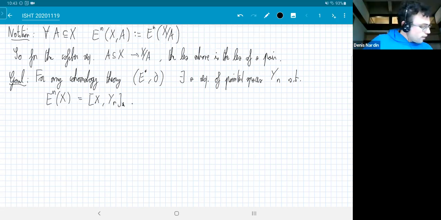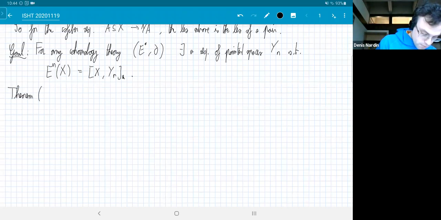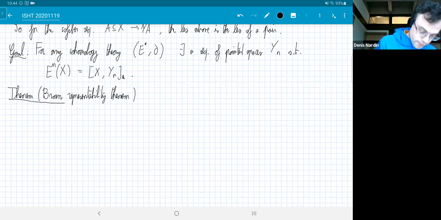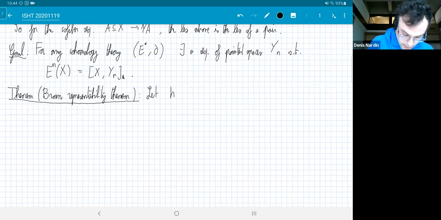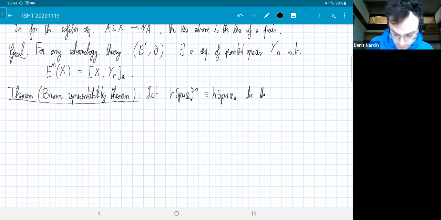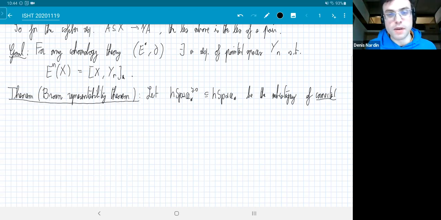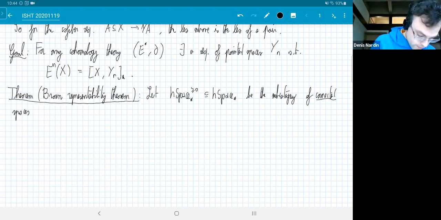So the main result that I'm going to prove today is the following theorem. That's actually what's typically called the Brown representability theorem, which is sort of an unstable version of the results above. So let H-Space pointed, greater or equal than zero, be the subcategory of connected, by which of course I mean the same as path connected, etc., because we're working with nice spaces. Connected pointed spaces, sorry, that's also important.